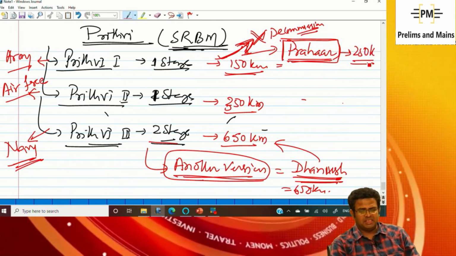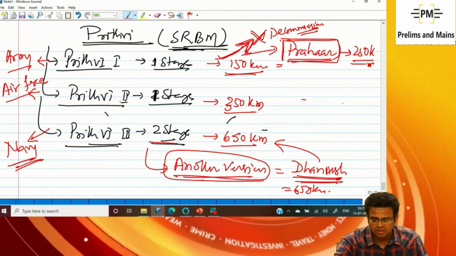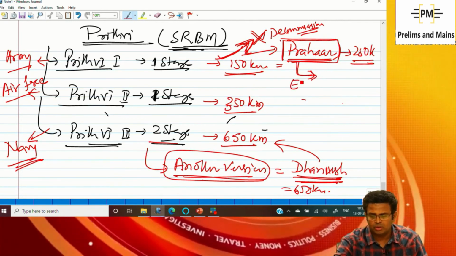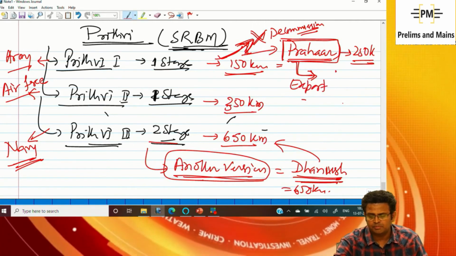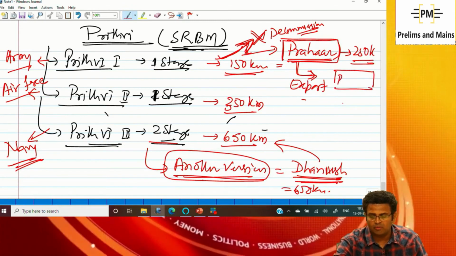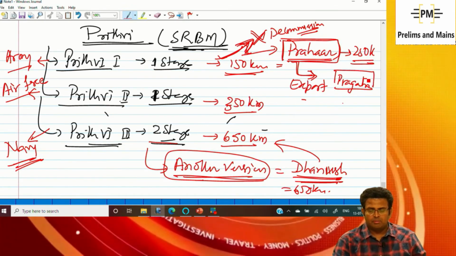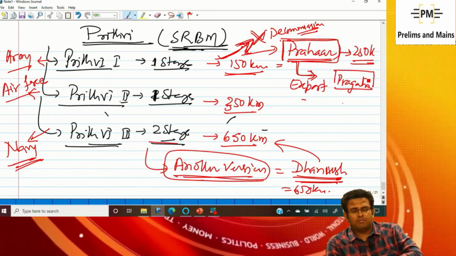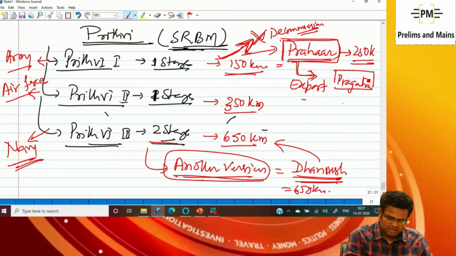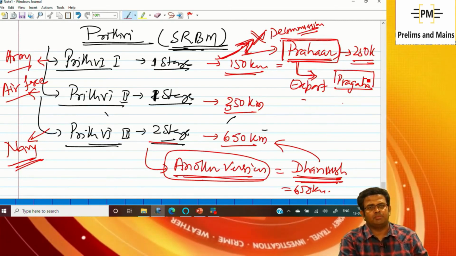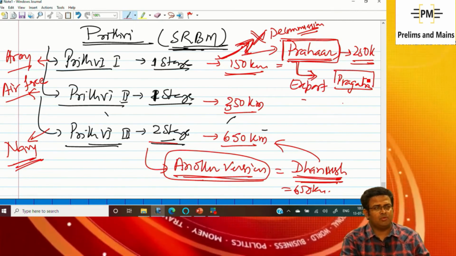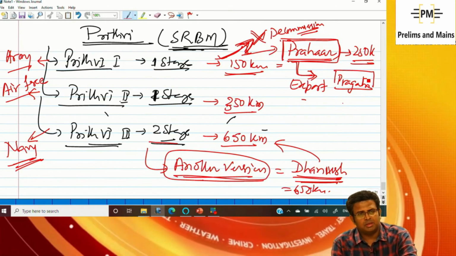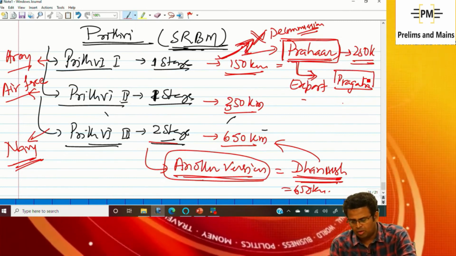Please remember Prahar, because we are selling it to the world and getting revenue. We export Prahar in the name of Pragati. So I have talked about Prithvi 1, 2 and 3, and Prahar. Prithvi 1 has been decommissioned and the new one formed is Prahar, whose export name is Pragati. Prahar is better than Prithvi 1, and it is also 1 stage.